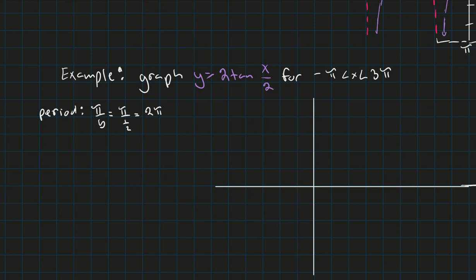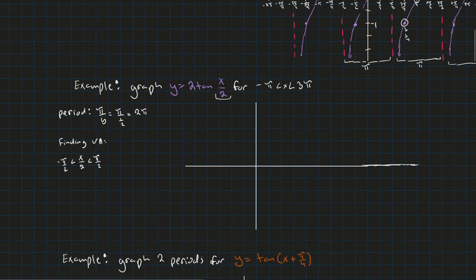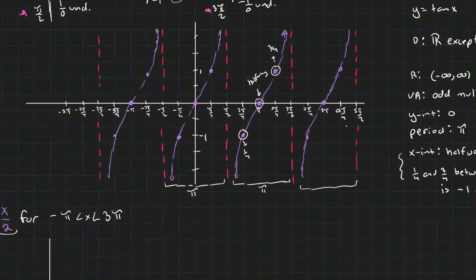So then how do I find out where these vertical asymptotes are going to be? I know what the period is, but how do I find where the vertical asymptotes are? To find the vertical asymptotes, what we do is take this x over 2, and then we set the inequality to the original period. The original period is negative pi over 2 to pi over 2. I can see that it's coming from right over here.